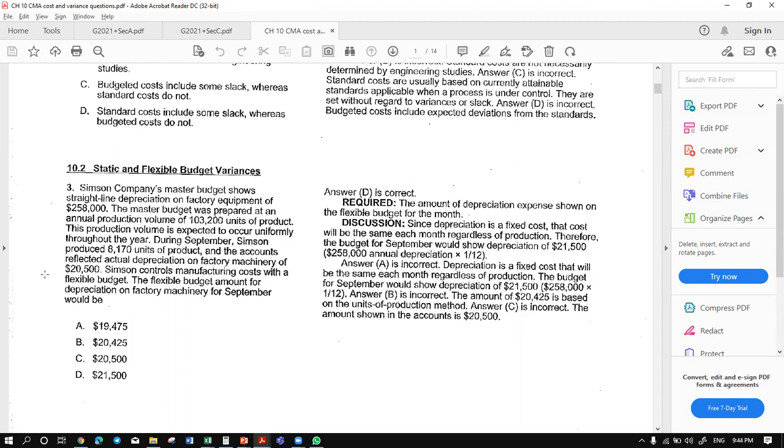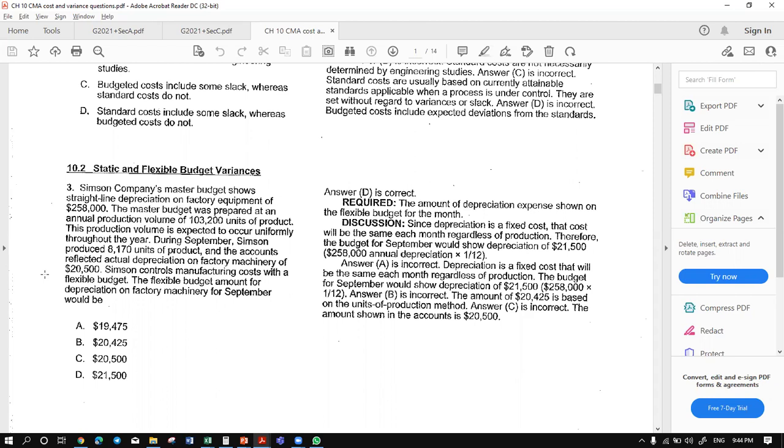See this. Simpson Company master budget shows straight line depreciation on factory equipment of 258,000. The master budget was prepared at an annual production volume of 103,200 units of product. This production volume is expected to occur uniformly throughout the year.